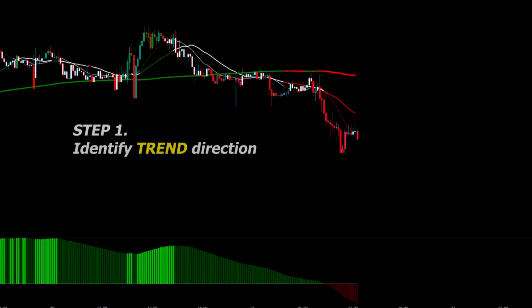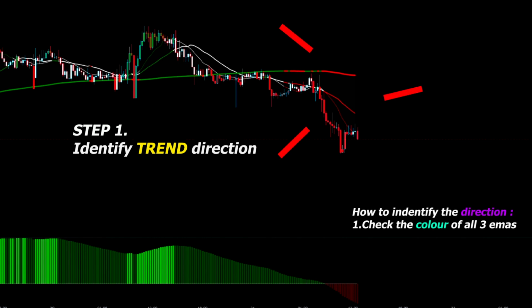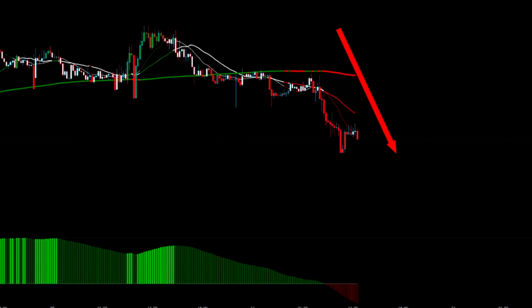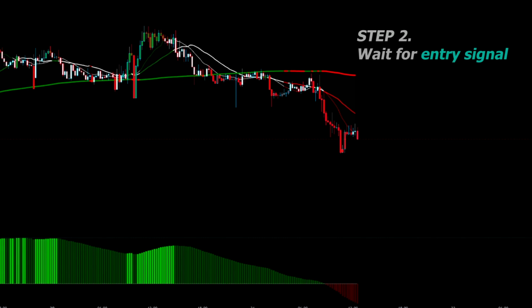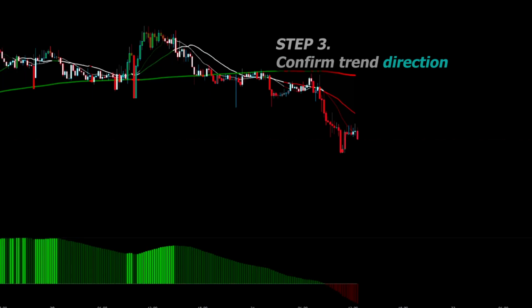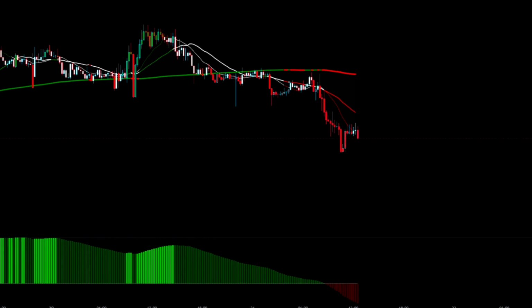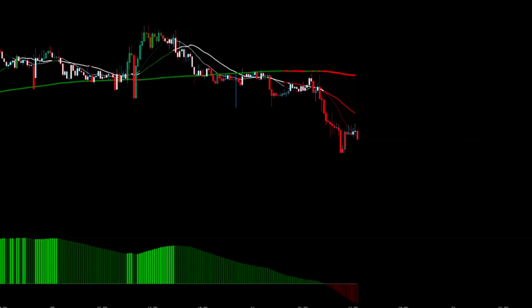Okay, so first we need to identify the trend direction, and we do this by analyzing the color of the EMAs. Now in this scenario, they're all colored in red, which means we're in a sell structural market. Secondly, we're going to wait for our entry signal, which is the MACD candles changing from white to red. Then we need to confirm the entry signal by analyzing the color of the MACD 4C and making sure that is also colored in red, signifying to us bearish sentiment.